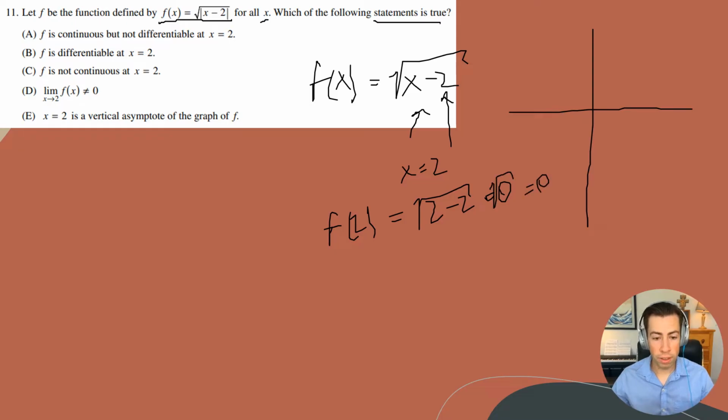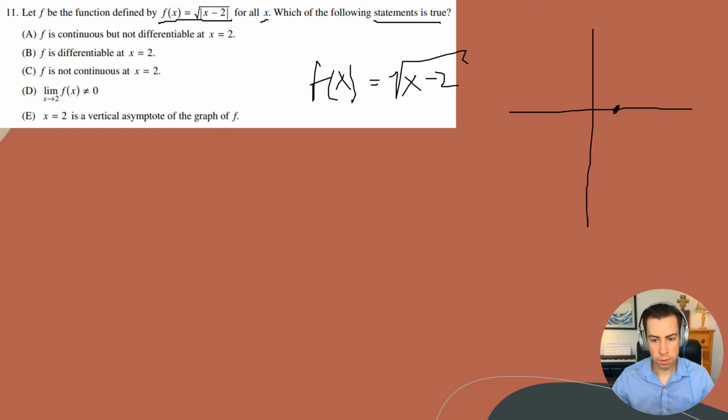If I go any lower, say f of 1, then I get the square root of 1 minus 2, the square root of negative 1, which is i, an imaginary number, and we're not going to include it in the real plane. So assuming we don't have the absolute value, I'm going to center my function at x equals 2. I'll put that right here, so this is going to be 2, and it's going to look something like this because it's a square root function.